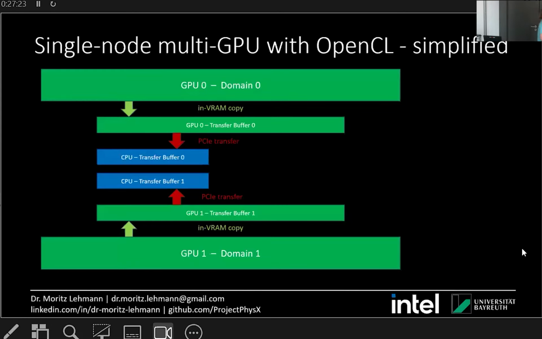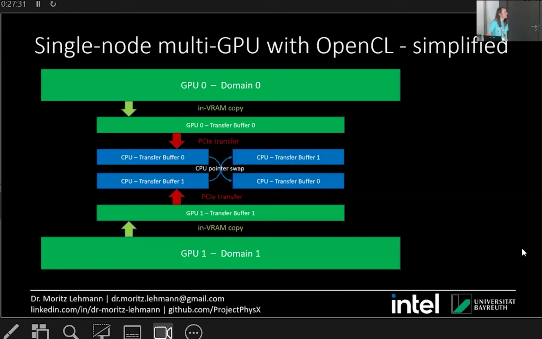Then only the transfer buffers get copied over PCI Express into CPU memory transfer buffers. Then the CPU can do a very cool thing. It can just swap the pointers, so it doesn't even have to do any in-memory copy. And after the pointers are swapped, they can copy back over PCI Express and copy the transfer buffer back into the big domain. So this is also called a system RAM hop. The advantage is that it is really cross-compatible. It doesn't matter if one GPU is AMD and the other is Intel. It works between any combination of GPUs.